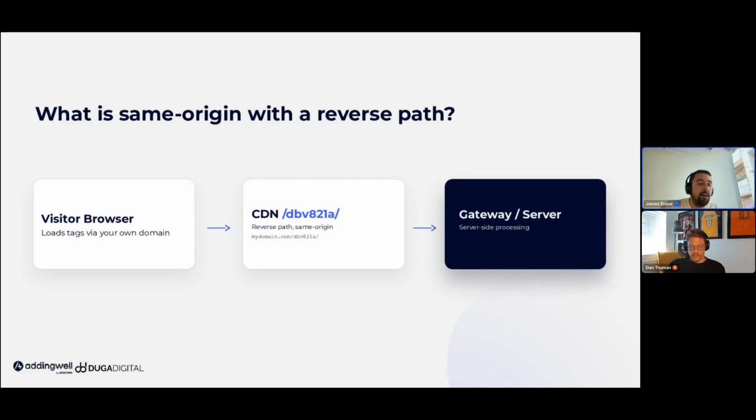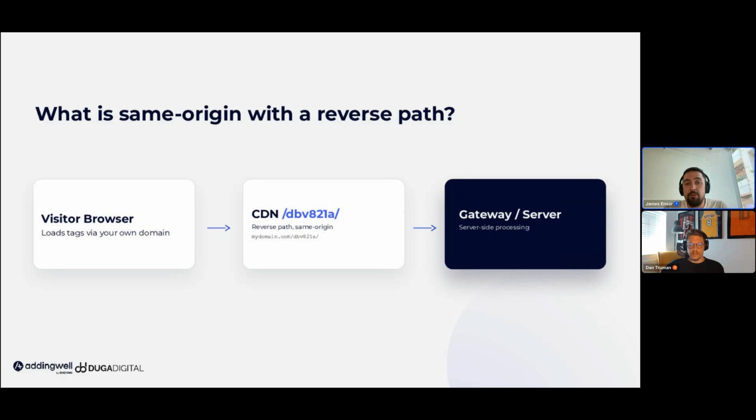But what we have started to see over the course of time is that if you're using a subdomain like metrics.mydomain.com or sgtm.mydomain.com, there are some ad blockers and browsers that will actually detect that as a tracking URL, a tracking script, and prevent that from working.